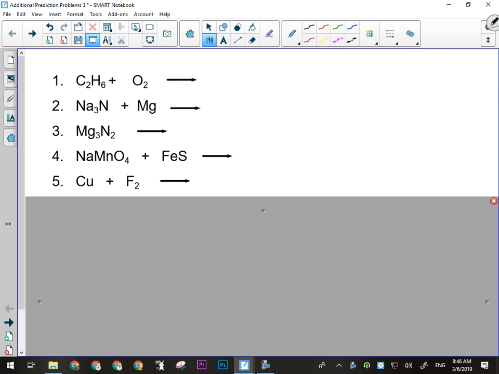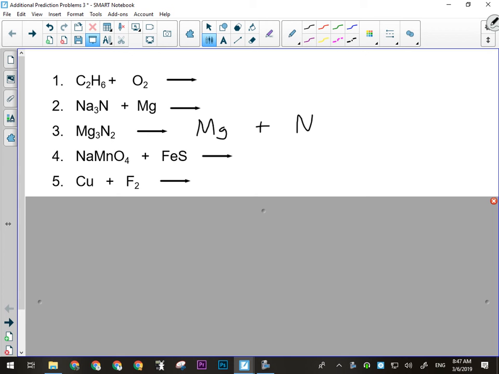Okay, so in reaction number 3, we have magnesium nitride. It's going to break down into its component elements, that would be magnesium and nitrogen. So I've done steps 1 and 2. I've identified the reaction type and I've decided what the products are going to be. Now I have to get the fine details of those products.